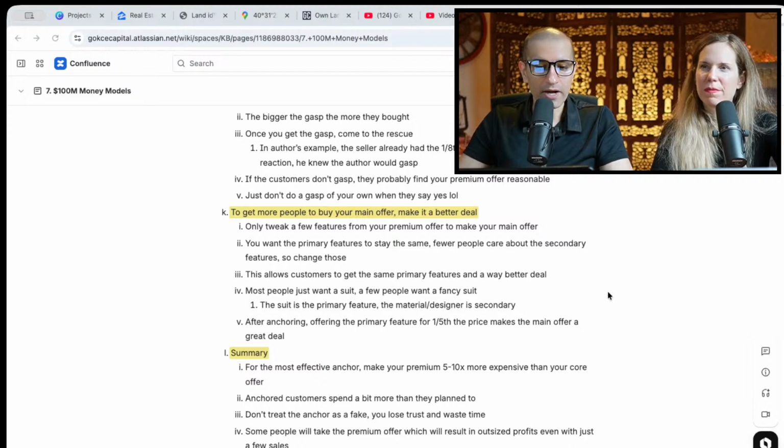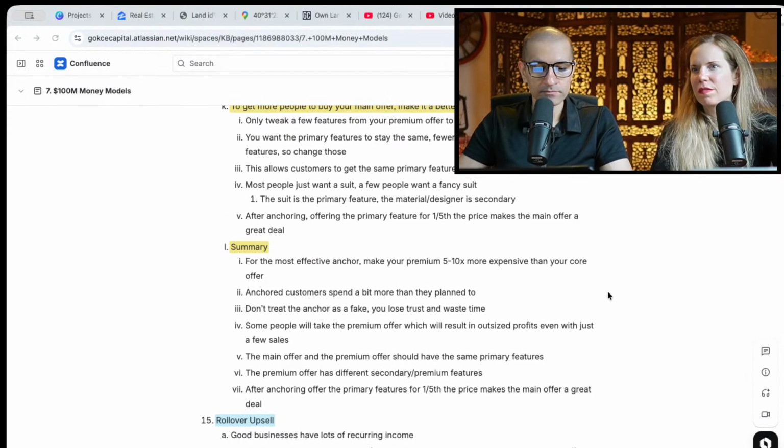To get more people to buy your main offer, make it a better deal. Only tweak a few features from your premium offer to make your main offer. You want the premium primary features to stay the same. Fewer people care about the secondary features, so change those. This allows customers to get the same primary features and a way better deal. Most people just want a suit. A few people want a fancy suit. The suit is the primary feature. The material/designer is secondary. After anchoring, offering the primary feature for 1/5 the price makes the main offer a great deal.